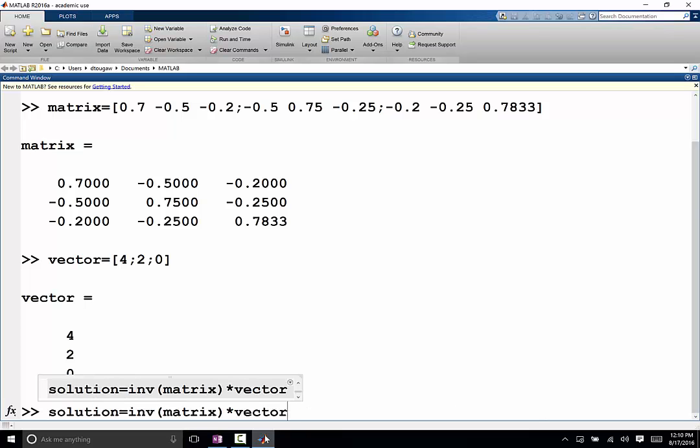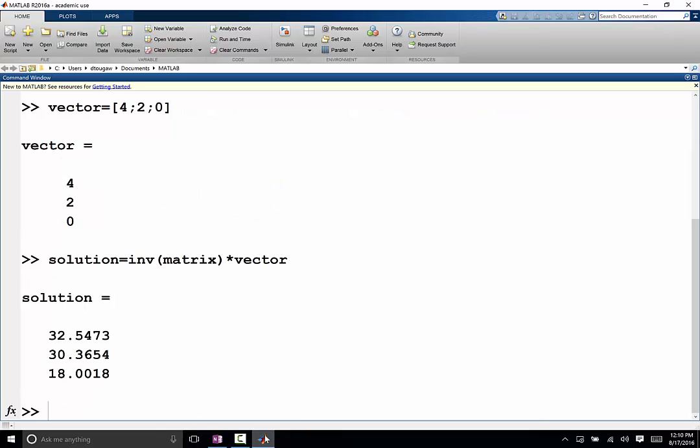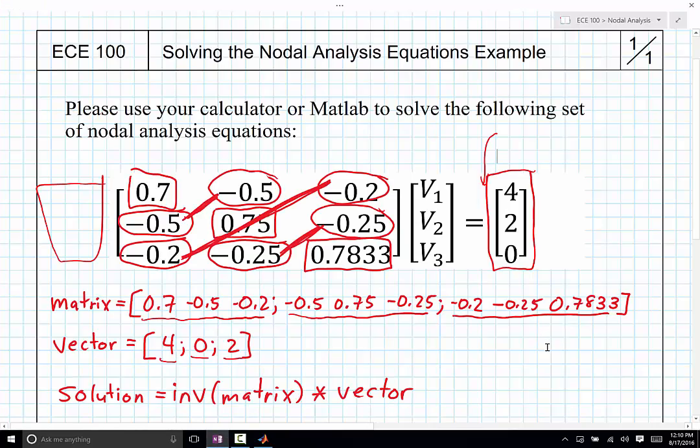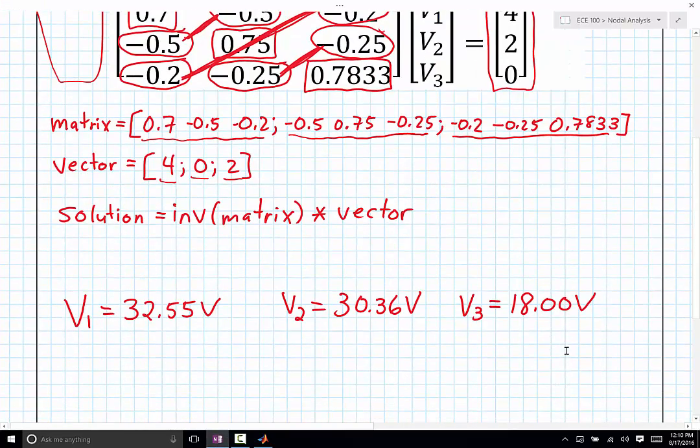And then we can calculate the solution. The solution gives us 3 numbers. Those 3 numbers correspond to V1, V2, and V3. So as soon as you get those numbers, you've already identified the node voltages. I can go back over here into my original assignment sheet and scroll down, and you can see these are the V1, the V2, and the V3. So this is a way that you can do it using MATLAB.